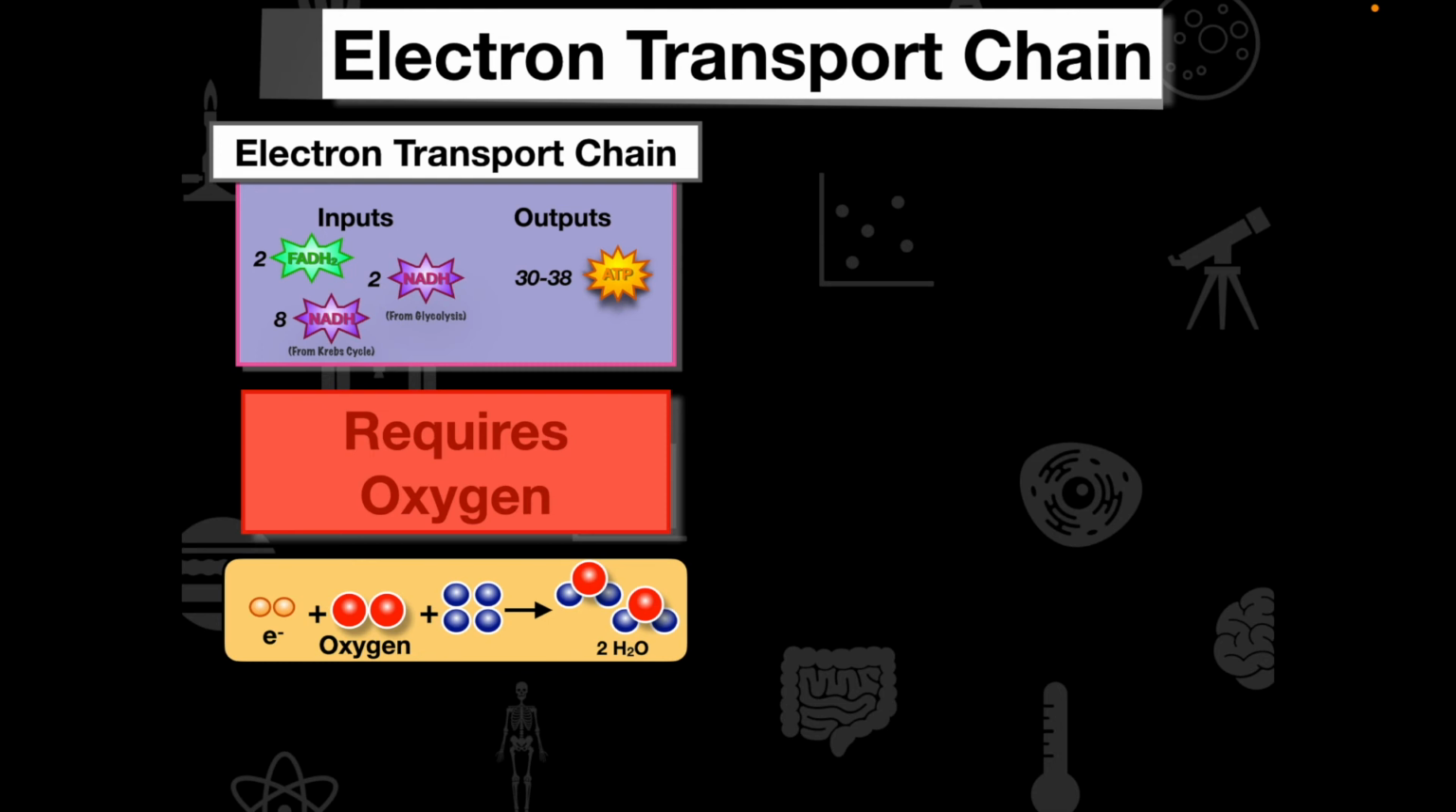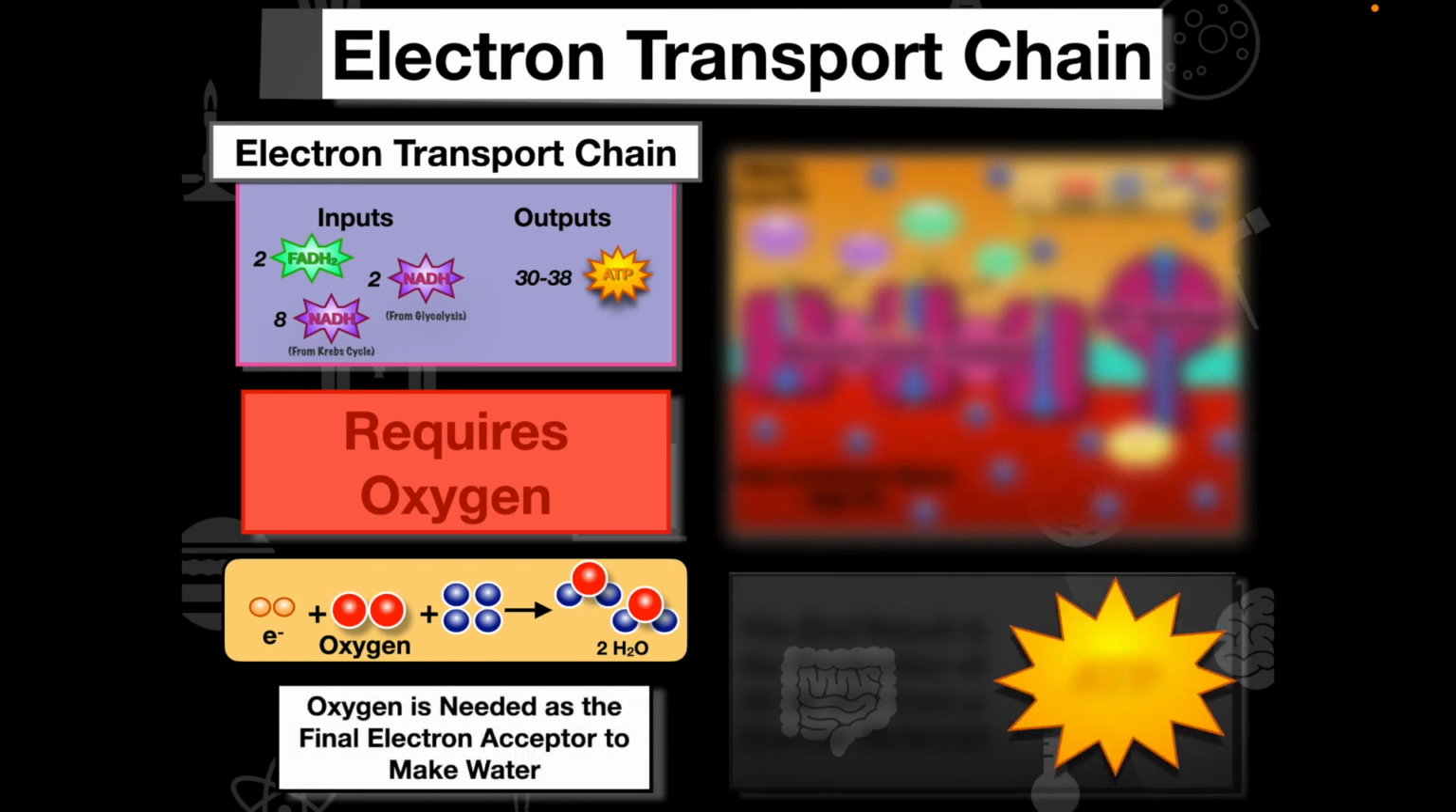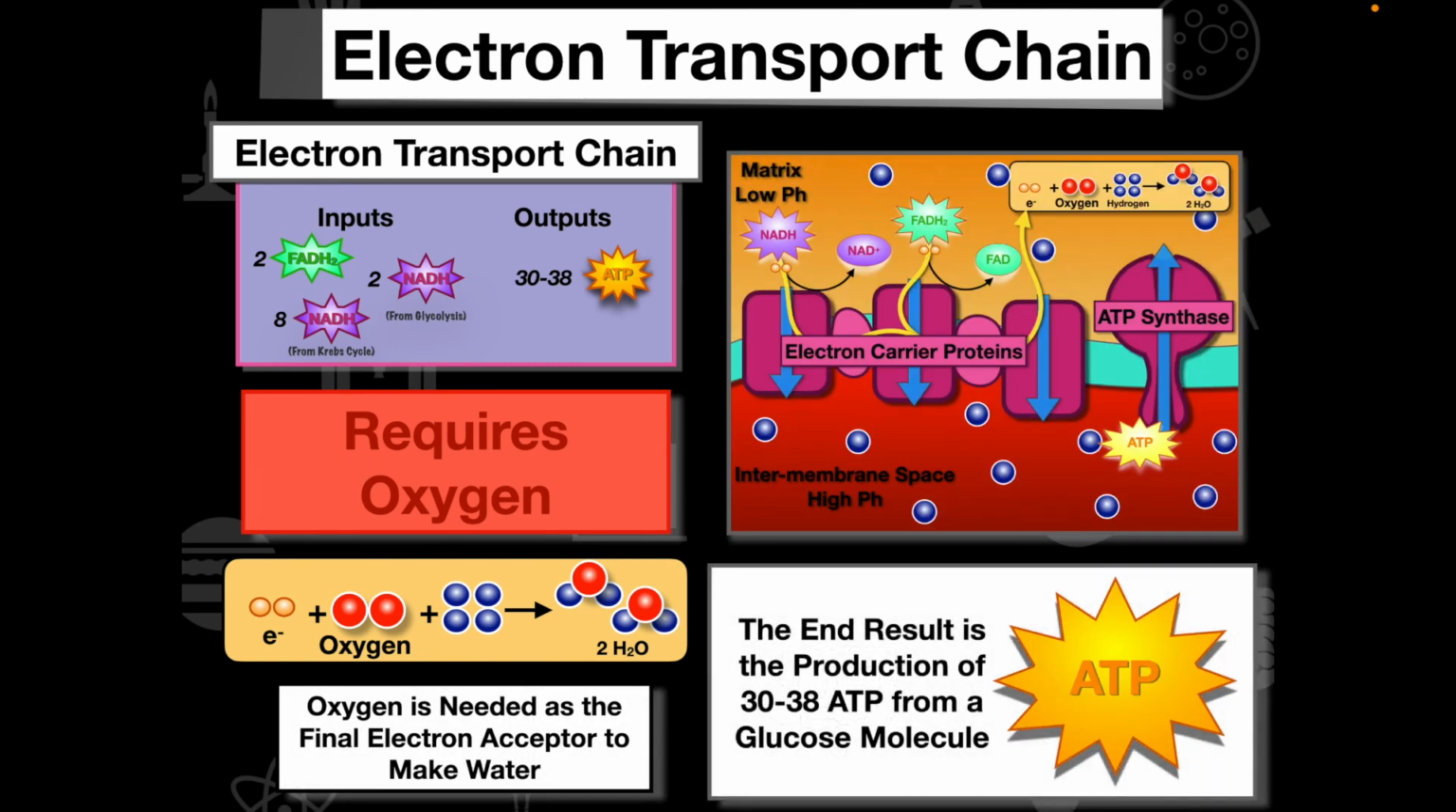We have to attach them to something. So what do we attach them to? We attach them to some oxygen, also to some hydrogen ions, and we're going to make stable water molecules. So oxygen is that final electron acceptor that makes those stable molecules and results in the generation of water. The end result of the production in the electron transport chain is anywhere from 30 to 38 ATP, which is originating from that glucose molecule.